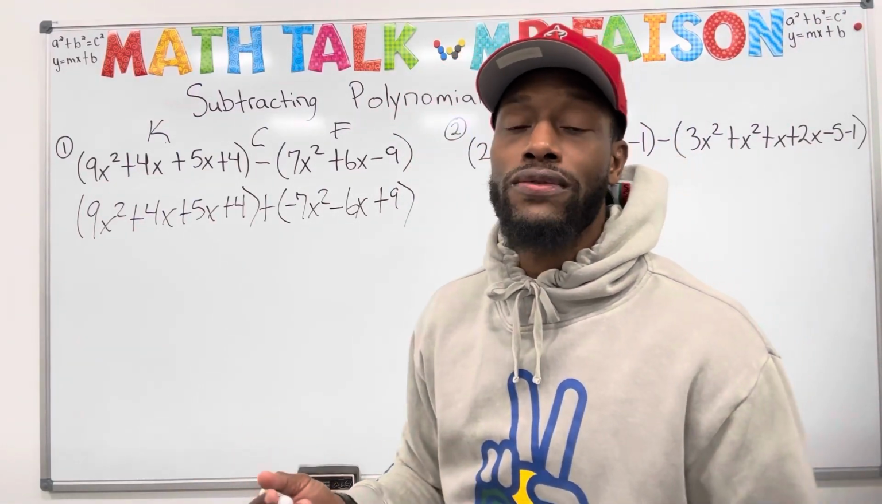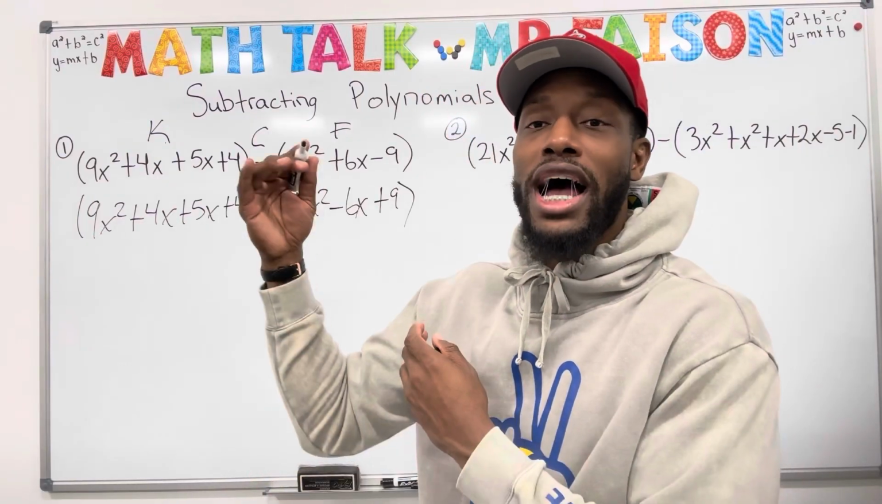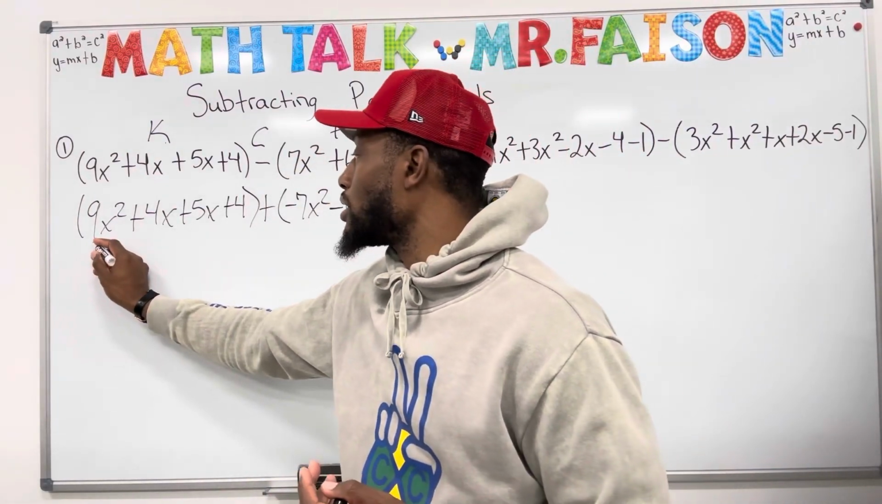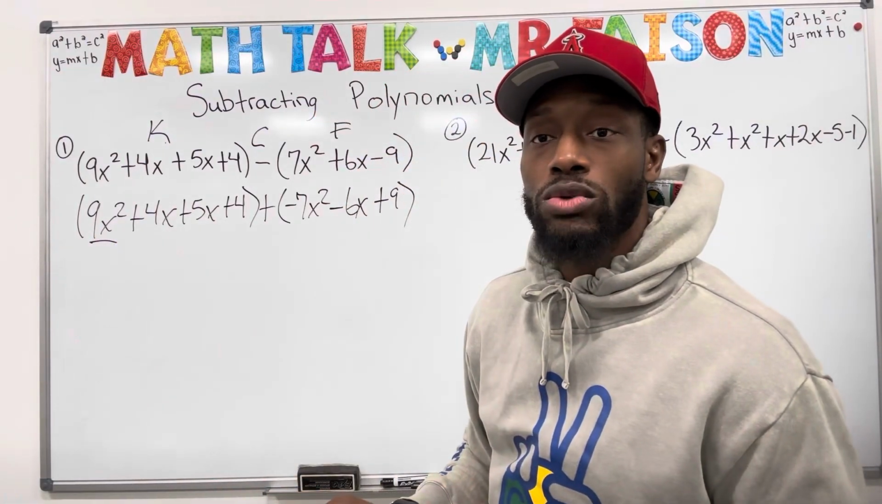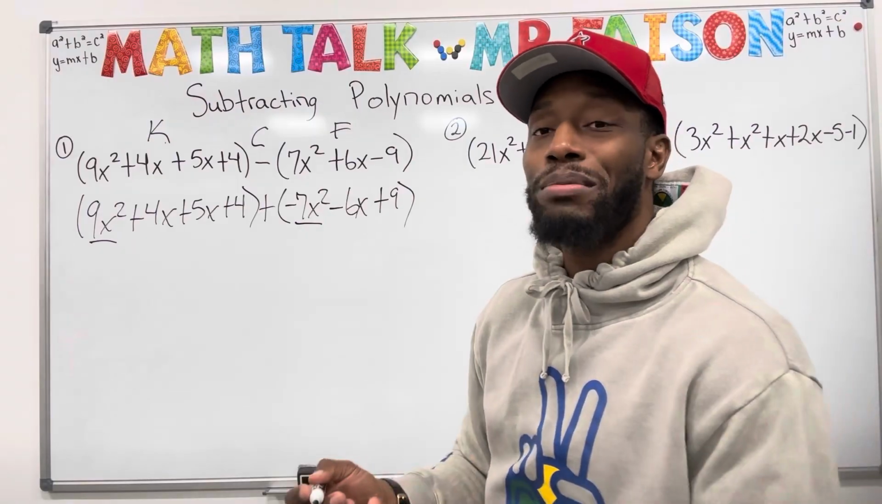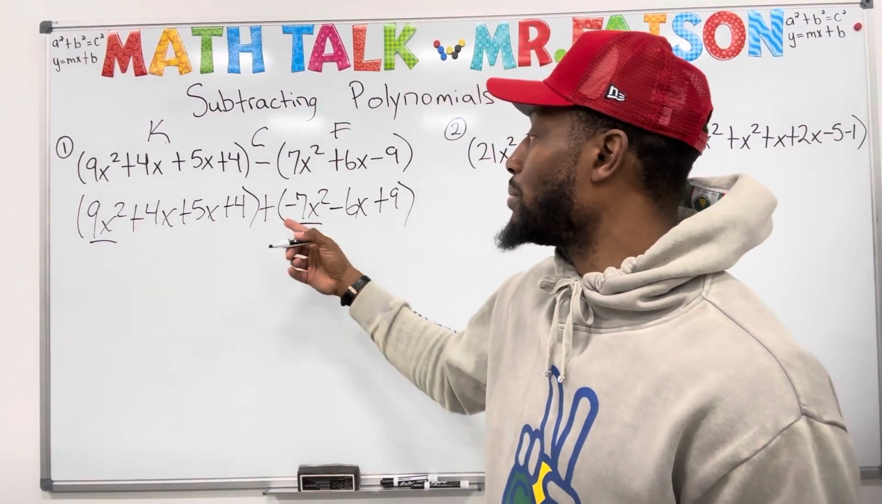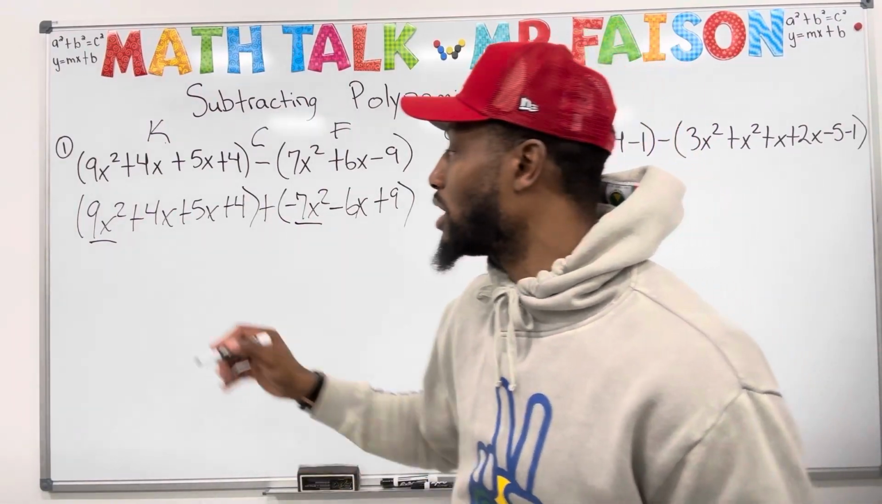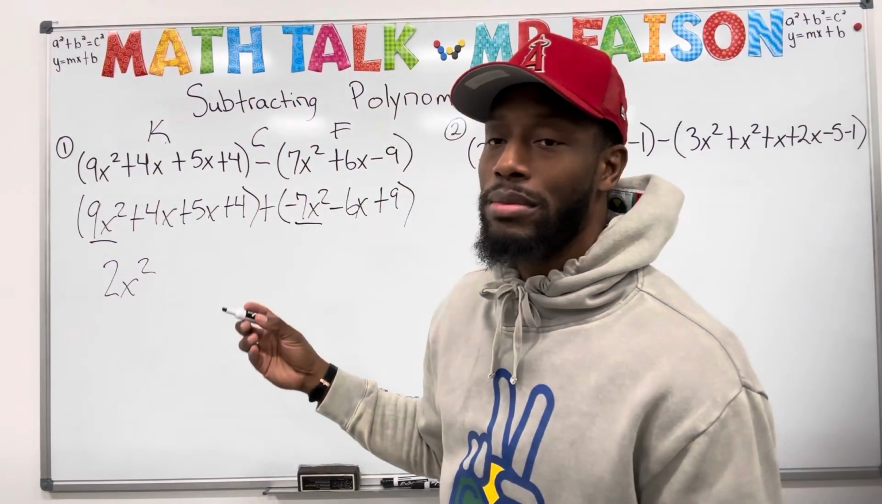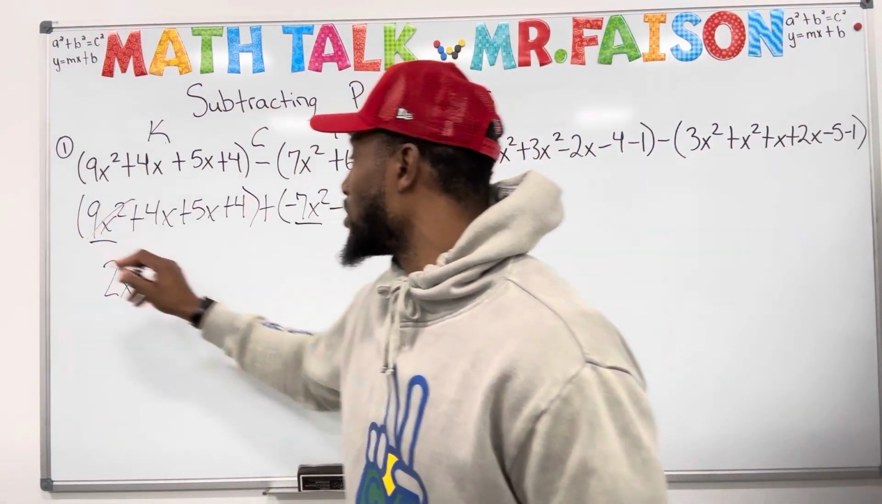The first thing I want to find out is the variable with the highest exponent, and that would be x squared. So I will look for all my x squareds. I have a 9x squared and a negative 7x squared. If I combine those two, 9x squared plus negative 7x squared, I'm going to get 2x squared. All right? I'm never going to use that again. I can mark it out.